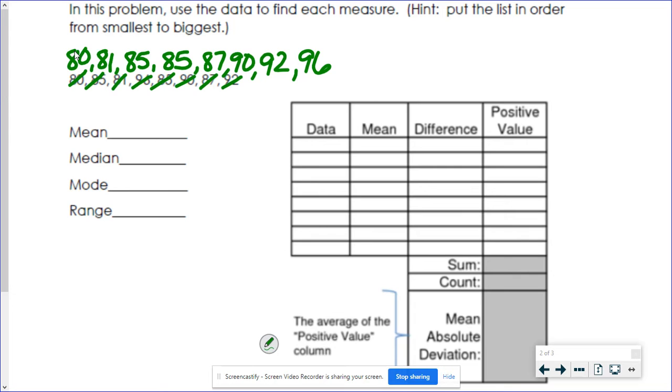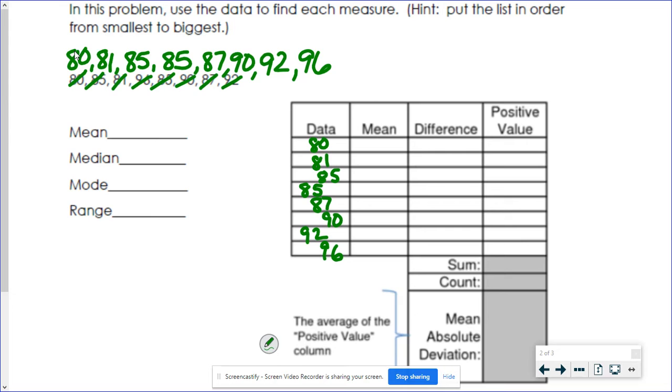So when we're finding this data, you could actually put those numbers in order in the first column. So here's going to be 80, 81, 85, 85. I'm apologizing because it's going to be kind of smushy with my big marker here. 87, and then 90. Try to move my numbers over a little bit so that it's easier to read each one of them individually. And there's my 96.